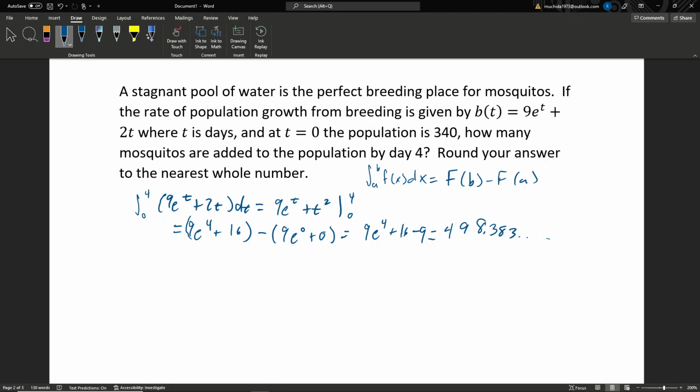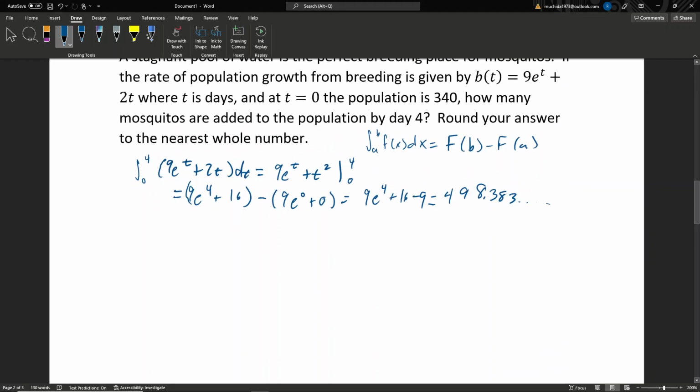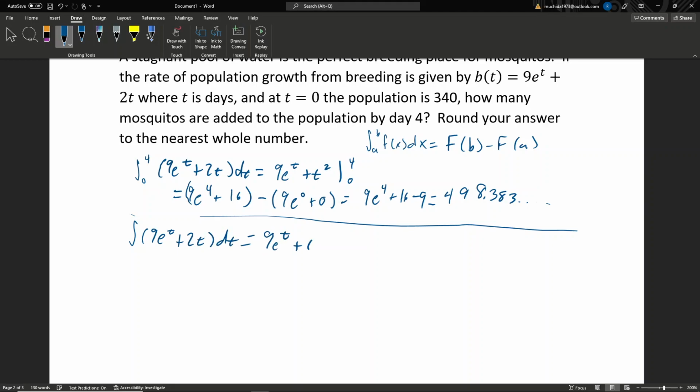So again, that's one way. Or just to show you, we could have also done similar to what we were doing in that last example. Find the population function. So find the antiderivative of 9e^t plus 2t dt, which we know is 9e^t plus t squared, but then we have this plus constant. This would be, let's call it capital B of t, the population at time t. Well, we still have to solve for our constant of integration, but we know when t equals 0, the population is 340.